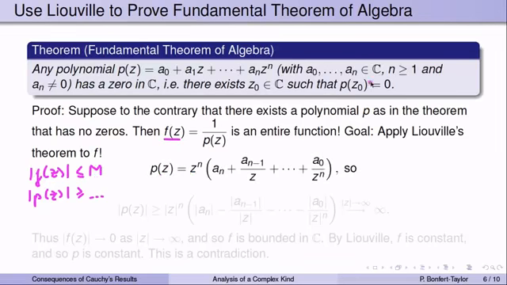Well, here's p of z again, and I rewrote it a little bit. I just factored out a z to the n from p of z. So here's my an. An minus 1 only had a z to the n minus 1, so I factored out too many z's, so I need to divide by z here, all the way through a0 divided by z to the n. Now let's put absolute values on there.